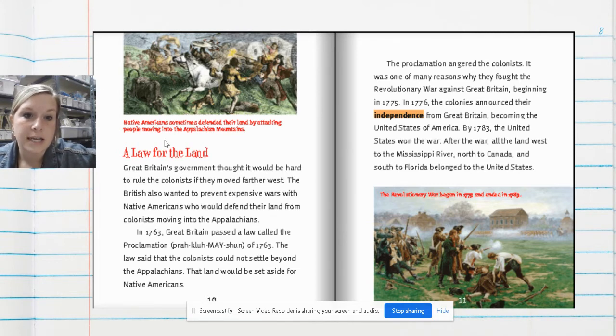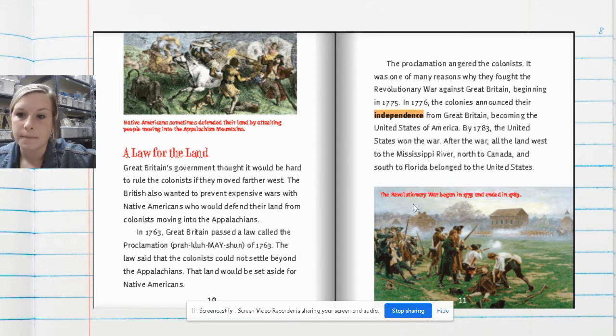Okay, and up here it says Native Americans sometimes defended their lands by attacking people moving into the Appalachian Mountains. The proclamation angered the colonists. It was one of the many reasons why they fought the Revolutionary War against Great Britain, beginning in 1775. In 1776, the colonies announced their independence from Great Britain, becoming the United States of America. By 1783, the United States won the war. After the war, all the land west to the Mississippi River, north to Canada, and south to Florida belonged to the United States.